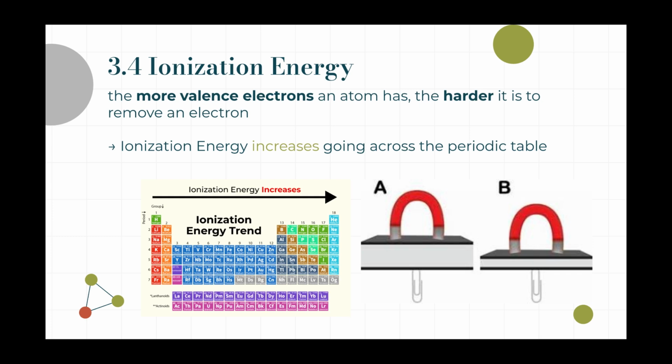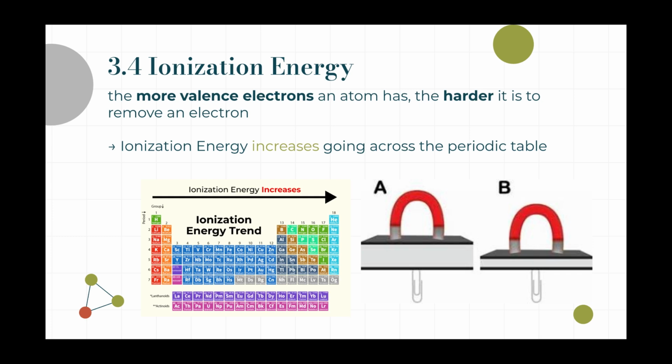So as you're going across the periodic table, you're increasing the number of protons. And so that means that the pull on your outermost electrons, on your valence electrons, gets stronger and stronger. And that's why it gets harder to remove an electron, because the attractive force between the outer electrons and the nucleus is stronger. So this slide will be fixed after this recording.